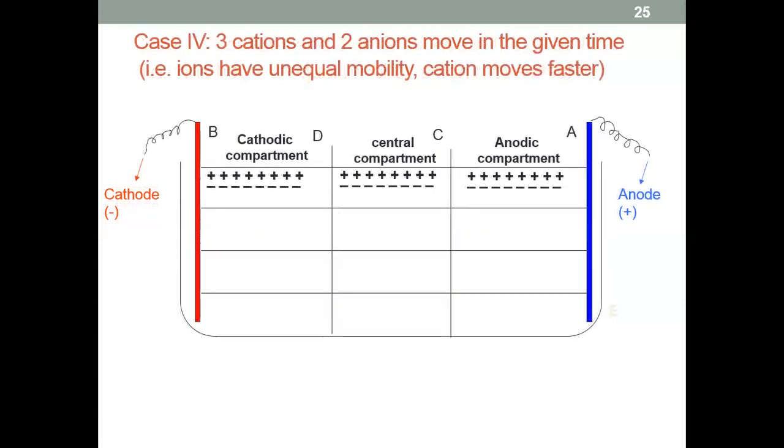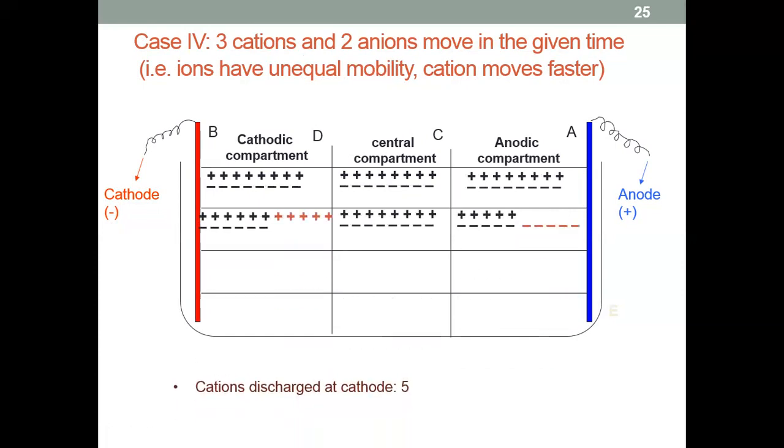So you can simply add up. So let's do this a little bit quickly, where the cation has more ionic mobility. So again, 3 cations move and 2 anions move. So how many ions will be discharged? It will be 5 in each case, 3 plus 2. So you can simply add those up, and find out how many cations and anions are discharged at cathode and anode respectively. All right. So this method helps us to demonstrate how, even if the mobilities are different, the same number of cations and anions are discharged at the respective electrode, that is cathode and the anode.